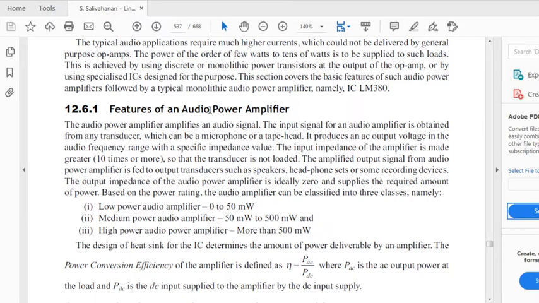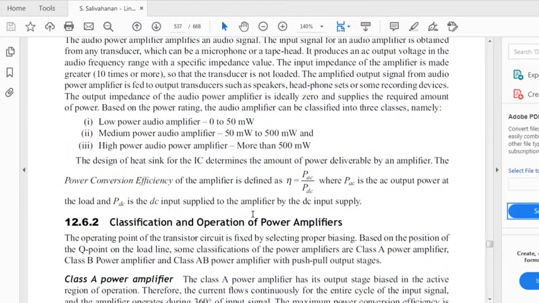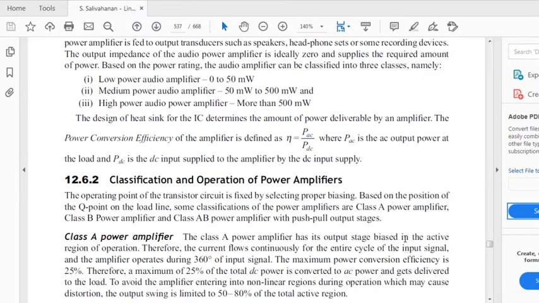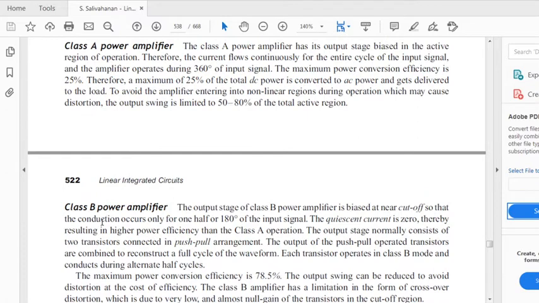And also you know that in the case of power amplifiers, we have a categorization that depends upon the operating point, that is, the Q point on the load line. The power amplifiers are categorized as class A, class B or class AB amplifiers. In a class A power amplifier, the Q point is biased in the active region. However, in class B, it is biased near the cutoff.